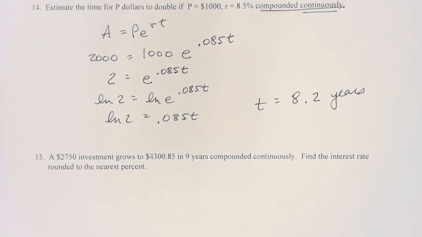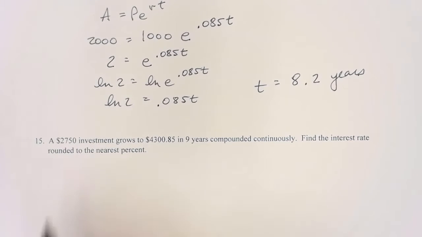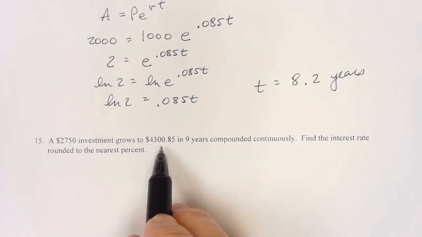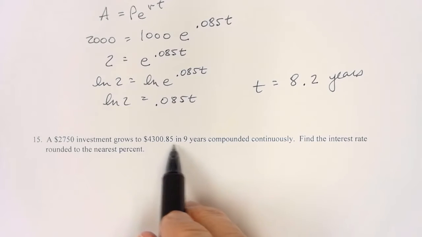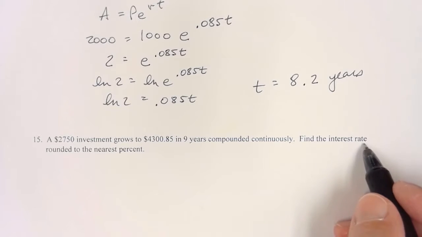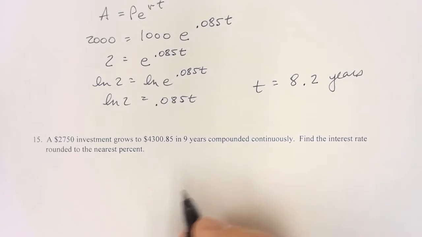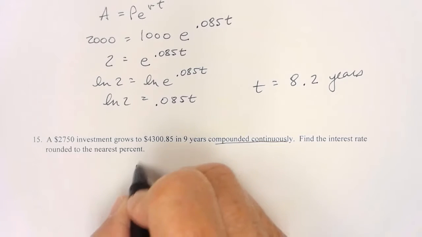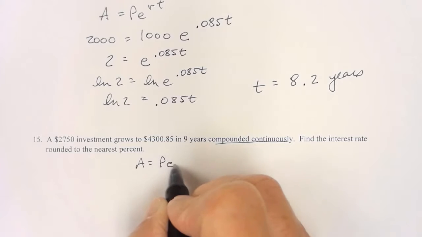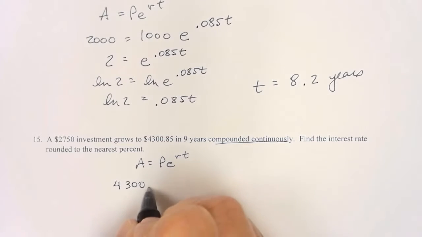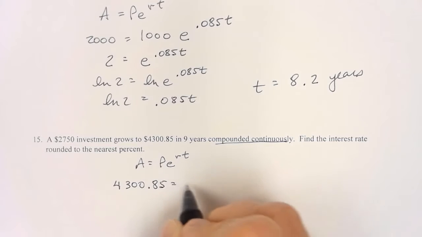Now the next one, a little bit different. A $2,750 investment grows to $4,385 in 9 years, compounded continuously. Find the interest rate rounded to the nearest percent. Alright, so again, it's compounded continuously. So let me get my formula. Put the appropriate values in the correct place.